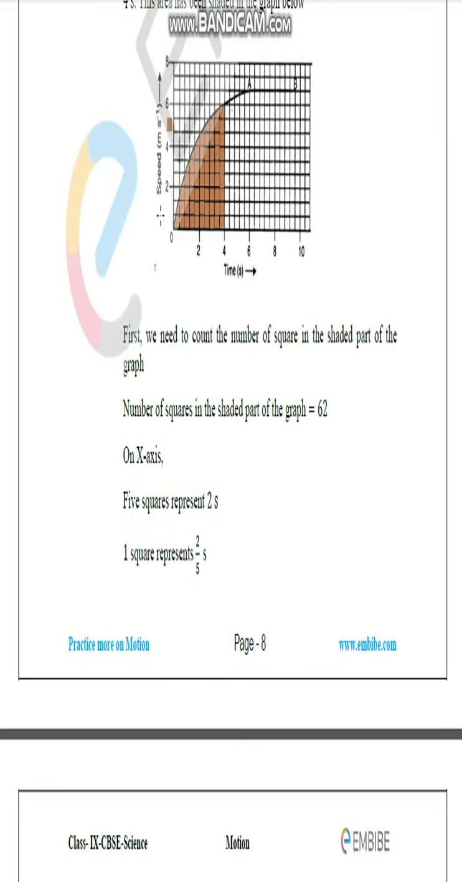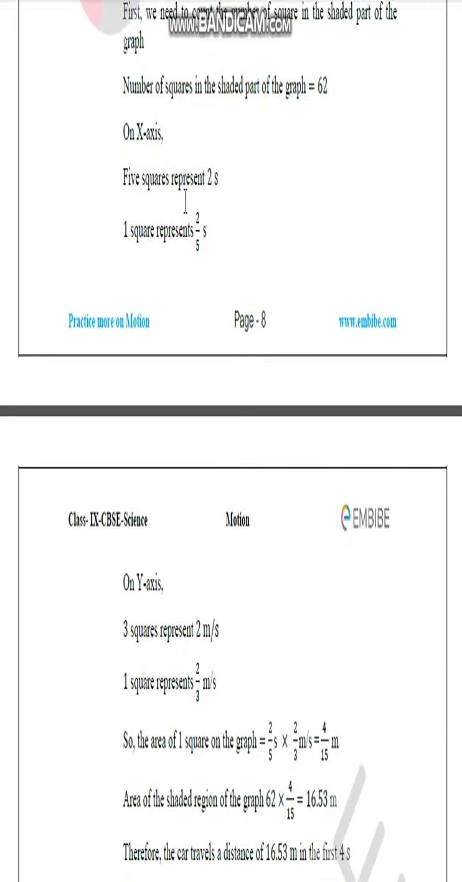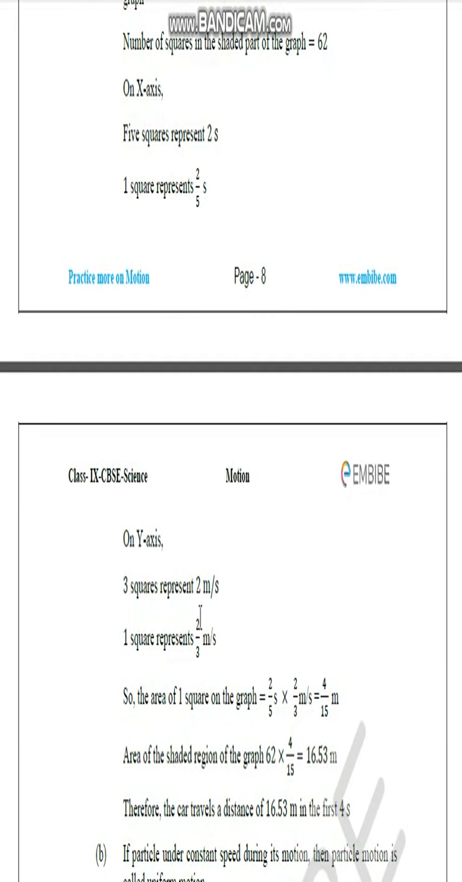Now I'll do the same with the speed on the y-axis. On the y-axis, at 2, how many squares are there? There are 1, 2 and 3 squares. So on the y-axis, 3 squares represent 2 meters per second. Why 2 meters per second? Because I took speed over there. So 1 square represents 2 by 3 meters per second.